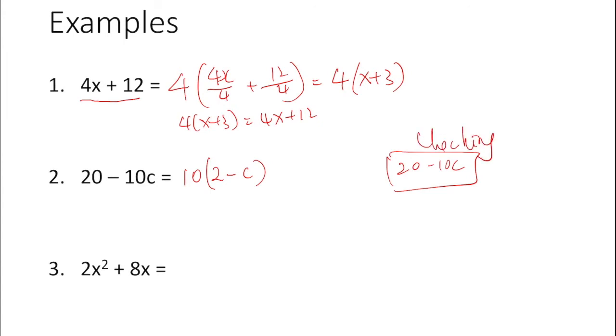What about the next one? 2x squared plus 8x. This time, both terms have x. And also, 8 can be divided by 2. So therefore, we can take 2x out. In this case, you've got x here plus 4. Let's check. 2x times x is 2x squared, plus 2x times 4 is 8x. That's right. So you have factorized number 3.